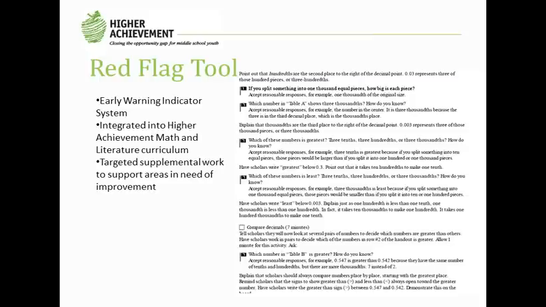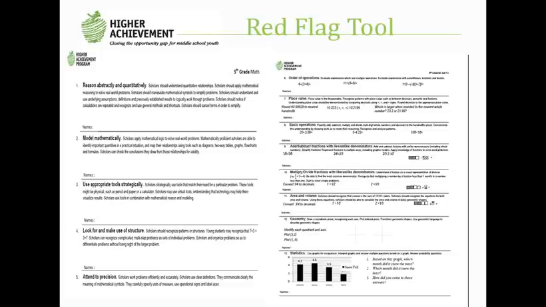So you'll see these flags throughout the lesson. At the end of every lesson, you'll see this red flag tool. If you remember, in the lesson that I had as an example, there was flag 1, which is reason abstractly and quantitatively, and flag 7, place value. This was a lesson on place value.